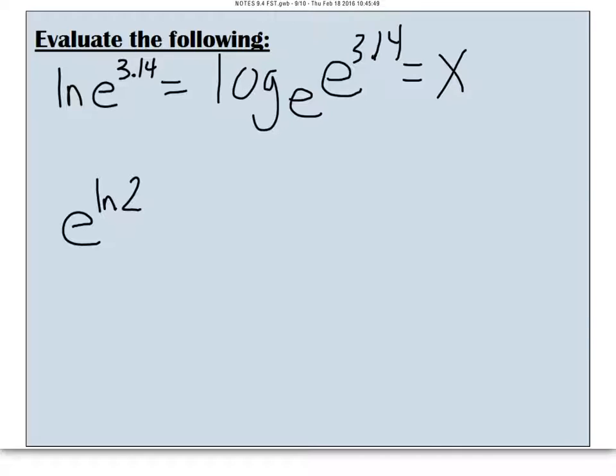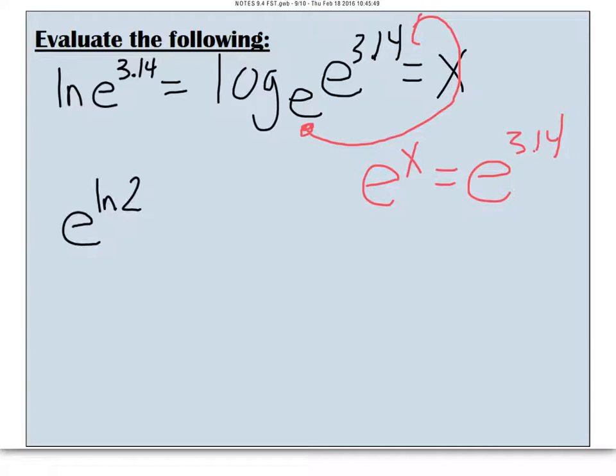Well, if I have a logarithm that I can't solve, the easiest way to do it is to write it as an exponent. So this is log base e, so it's exponent base e to the x power equals this. So what I have is e to the x equals e to the 3.14. So these two have to be identical, therefore x must equal 3.14, which means this right here is the number 3.14.